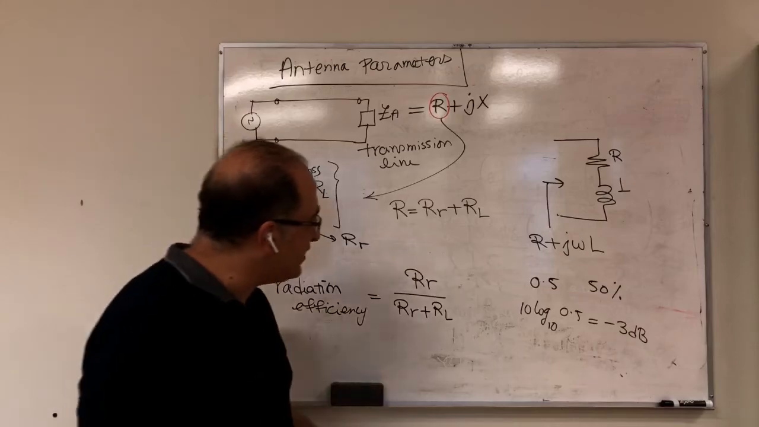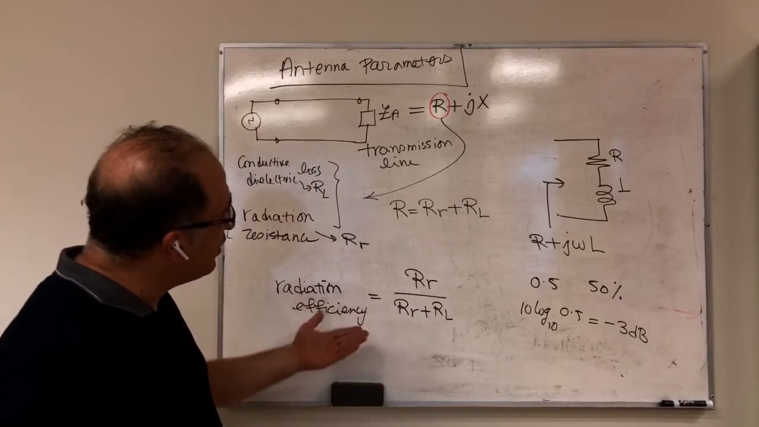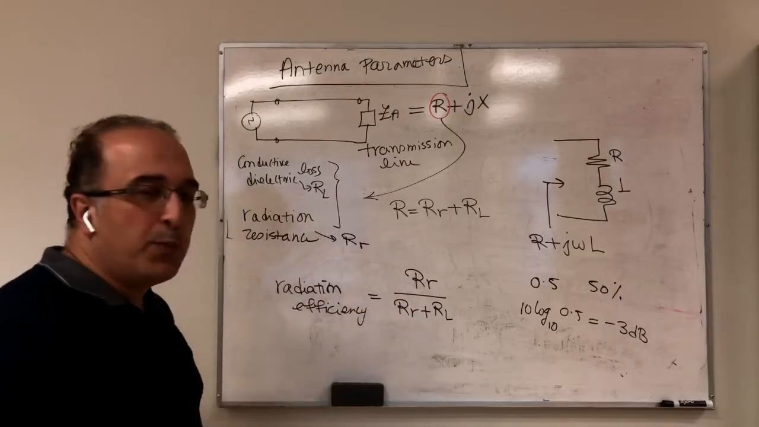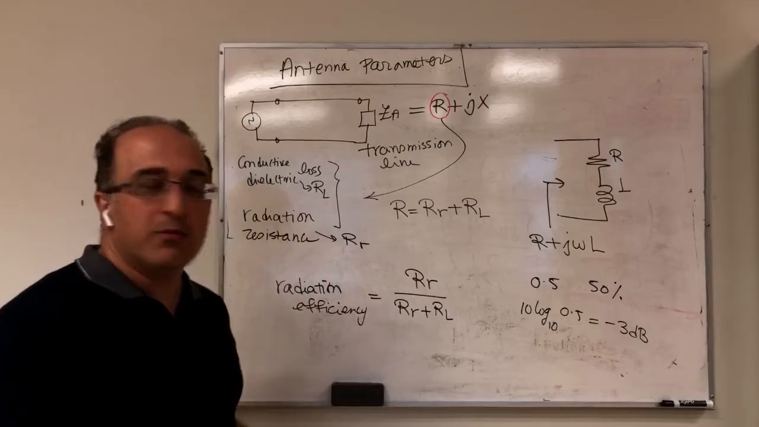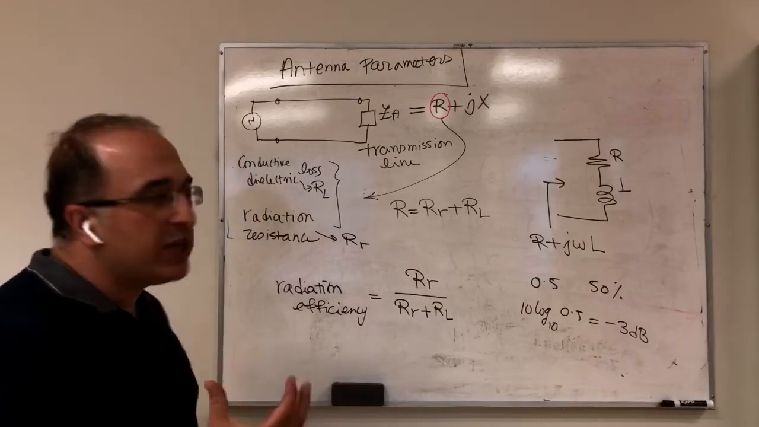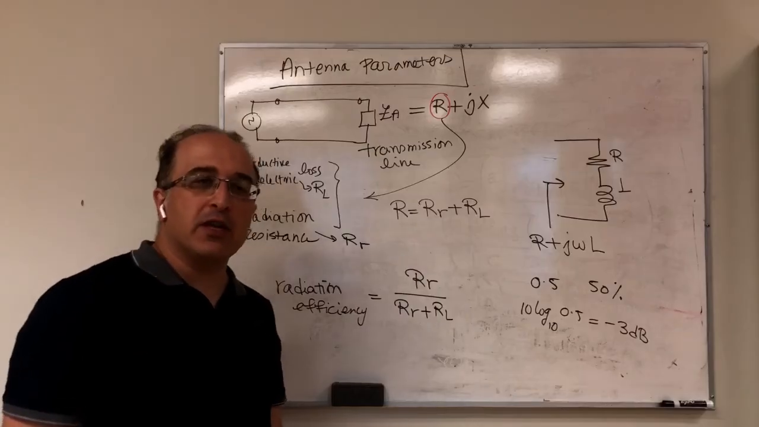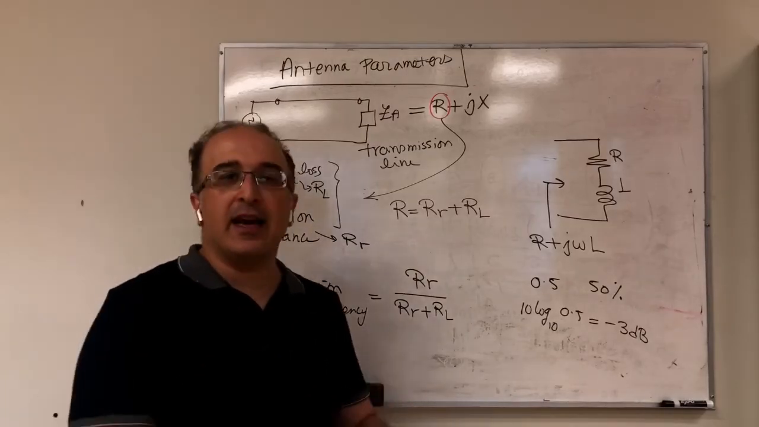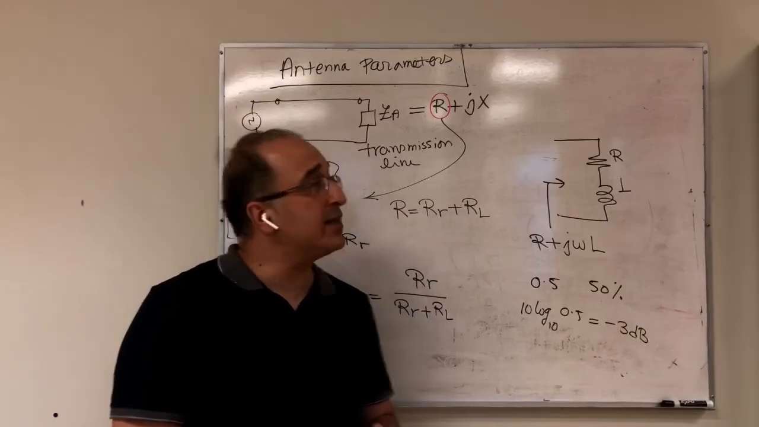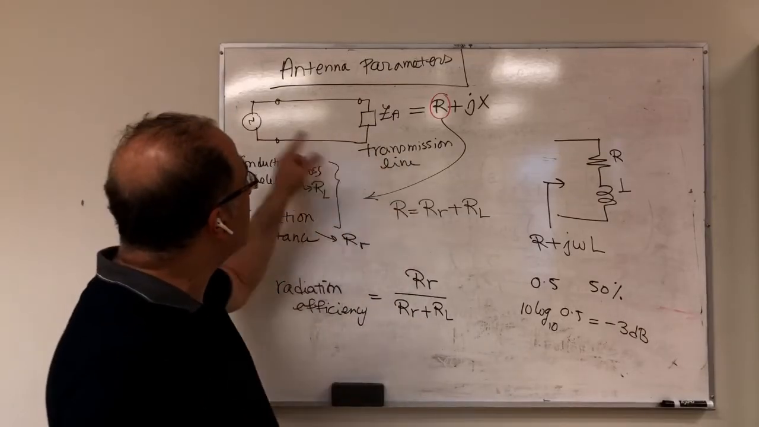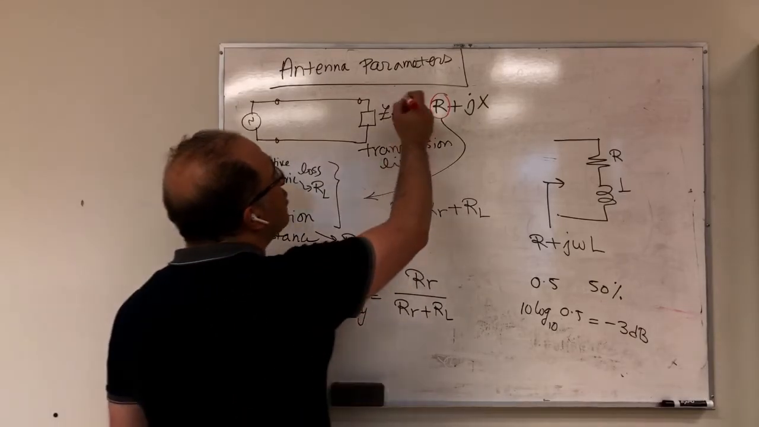Something about this radiation efficiency that I want you to know is that this is very simple. It's just this divided by that. But don't think that this is easy to find in practice, because what you can measure, we have a device called a vector network analyzer. We can connect the antenna to the vector network analyzer, and I'm going to show it to you later. And when you connect your antenna to the vector network analyzer, it is going to give you this number.